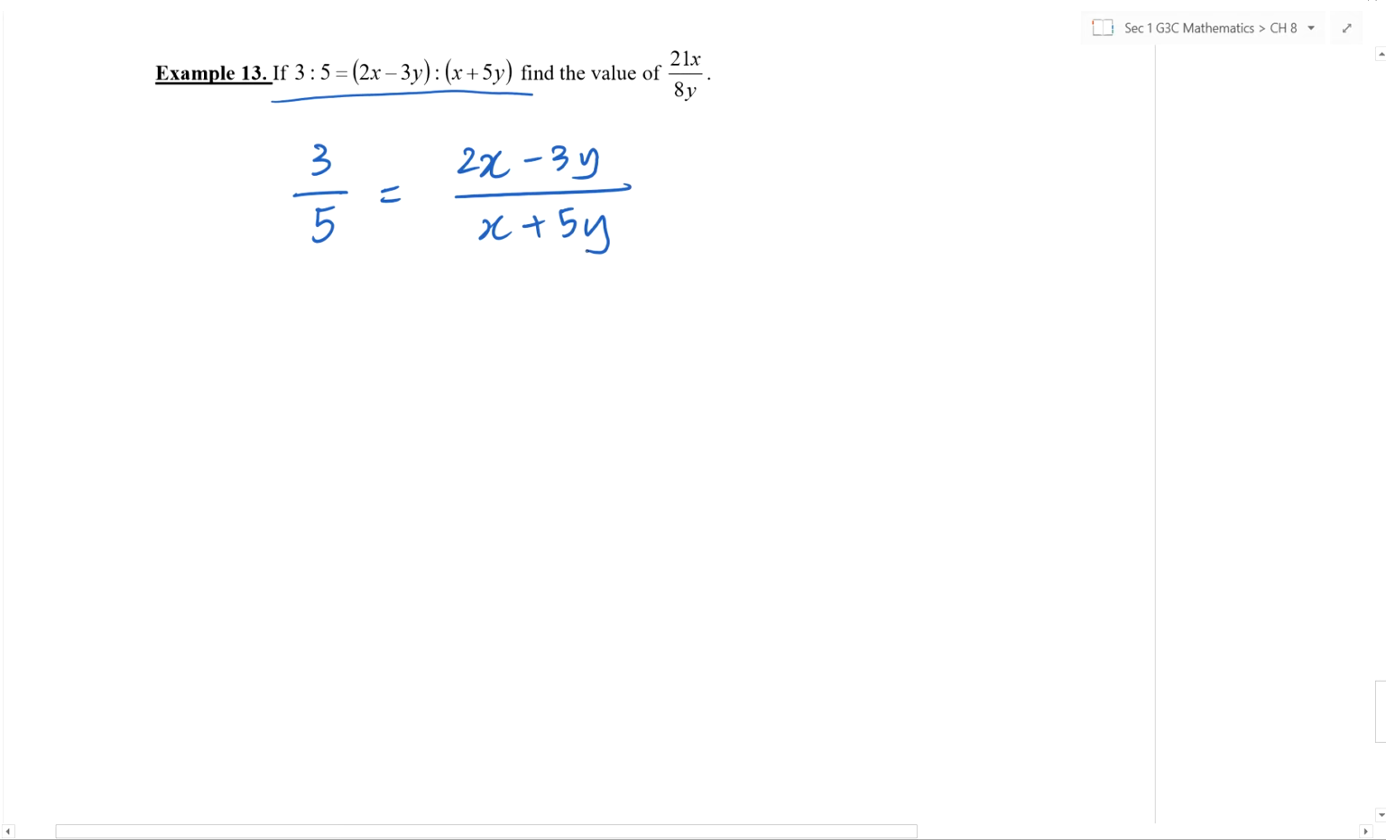Did you have this as your first step? If you didn't have this as your first step, I don't think you can do it. But if you have this as your first step, can you continue from here?